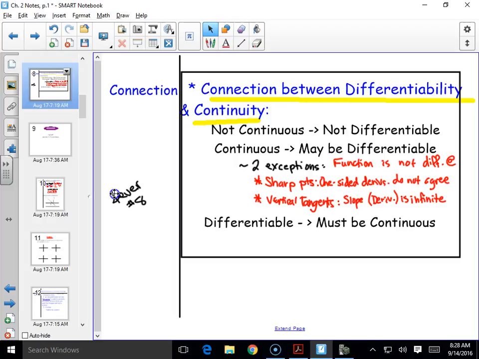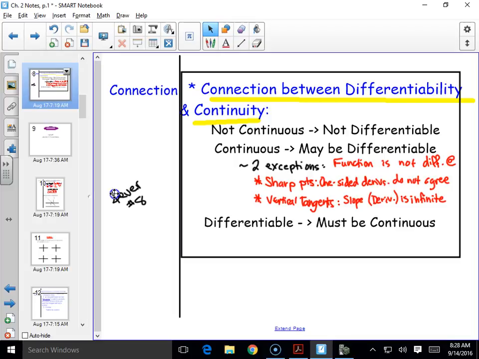But long story short, if a function has a discontinuity, is it differentiable at that point? No. If a function has a discontinuity, it will not have a derivative, it will not be differentiable there. If a function is continuous and has a sharp point, it will not be differentiable there. If a function is continuous and has a vertical tangent line, it will not be differentiable there. But it'll be differentiable everywhere else. The derivative will exist everywhere else.